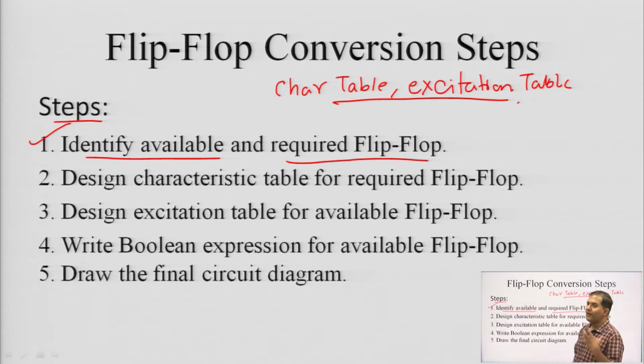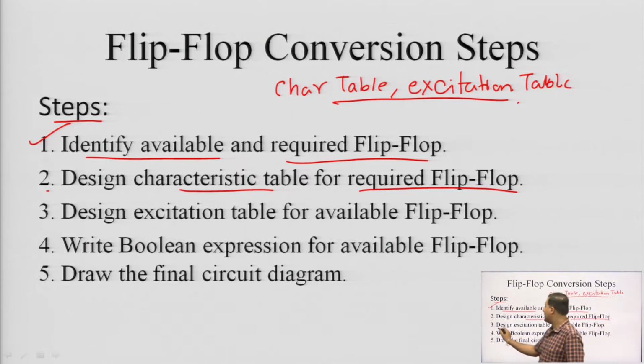Once the identification is done, go for the next step, that is, design the characteristic table for the required flip flop. If the D to T flip flop conversion is there, D is available and T is required, so we have to draw the characteristic table of the required flip flop, the T flip flop. Next, the third step is to design the excitation table of the available flip flop. Converting from D to T, available is D and required is T, so we make the excitation table of the D flip flop.